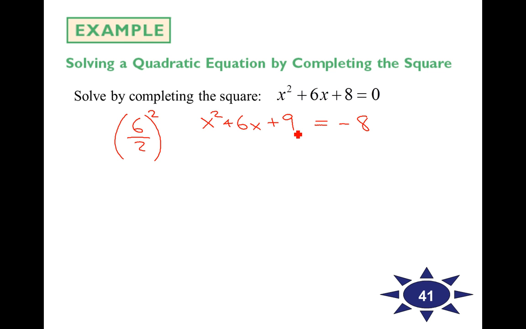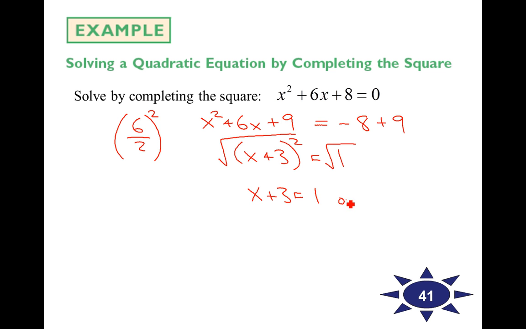But if we do it on one side, we need to do it to the other side. And so now this will factor nicely to (x plus 3) squared. And this is equal to 1. We're going to square root both sides. We're going to get x plus 3 equals, now be careful here, 1 or negative 1.